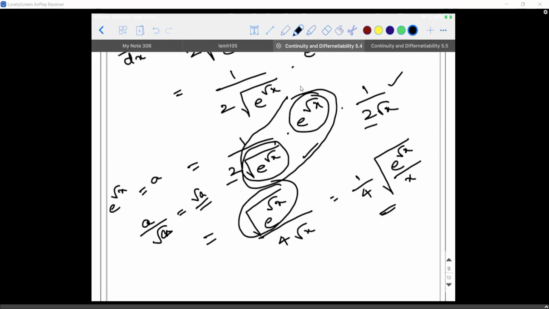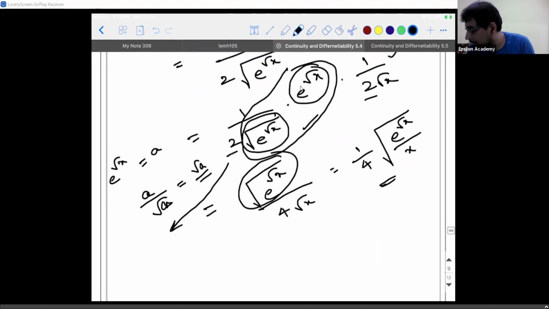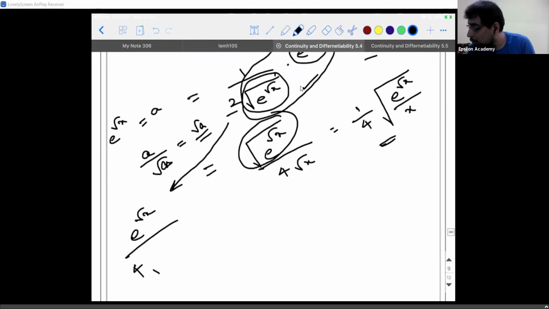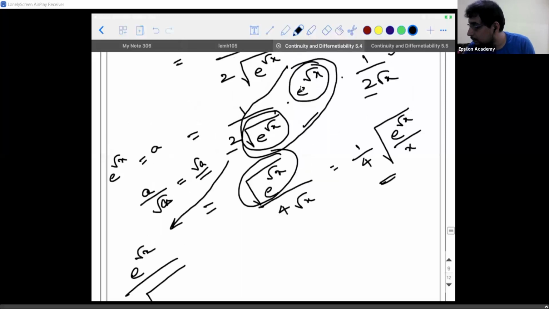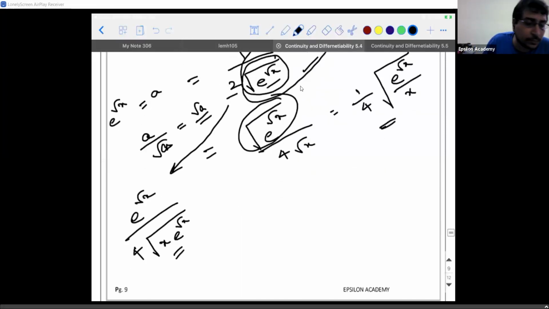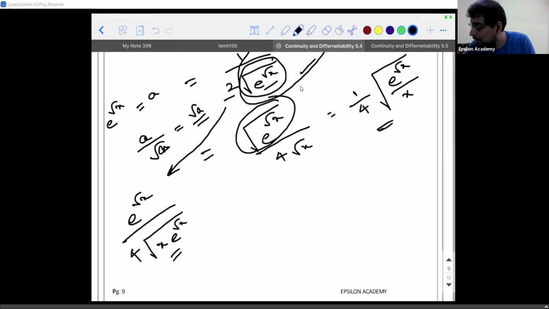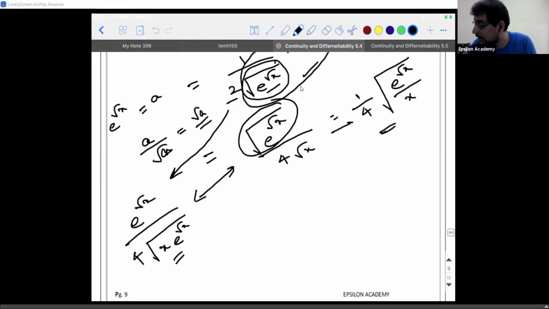See, I will write this and show. I hope there is not too much confusion and clumsiness in the paper. Now try to understand. e power root x divided by 4 into square root of x is multiplied with e power root x. Is this how they have given it? Yes, sir, this is how they have given it in the books. Okay, that's fine. That is also the same as this, so all are right.